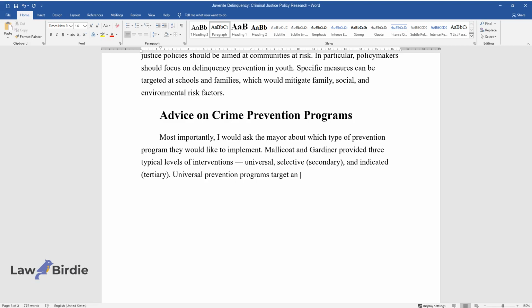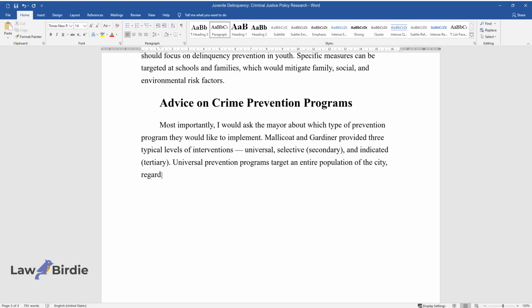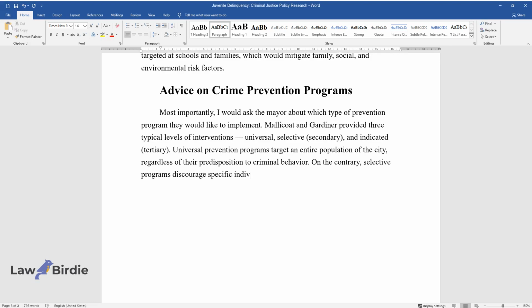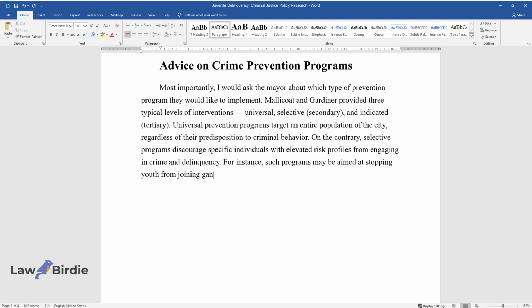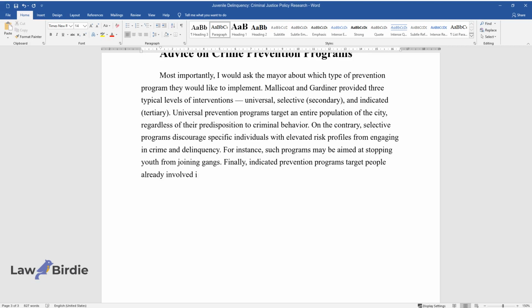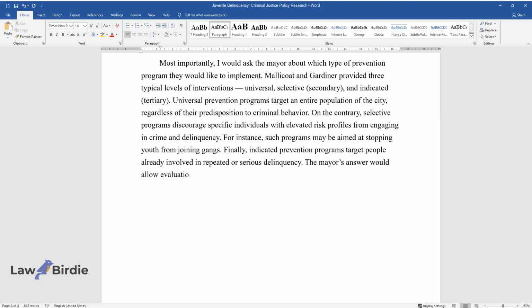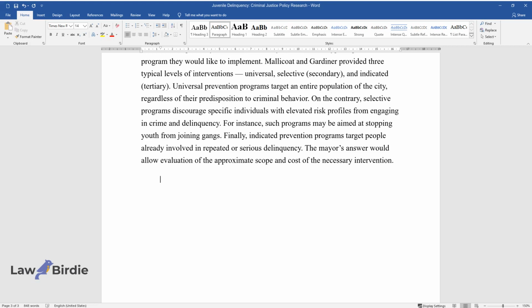Universal prevention programs target an entire population of the city, regardless of their predisposition to criminal behavior. On the contrary, selective programs discourage specific individuals with elevated risk profiles from engaging in crime and delinquency. For instance, such programs may be aimed at stopping youth from joining gangs. Finally, indicated prevention programs target people already involved in repeated or serious delinquency. The mayor's answer would allow evaluation of the approximate scope and cost of the necessary intervention.